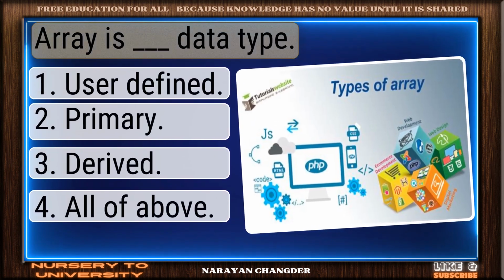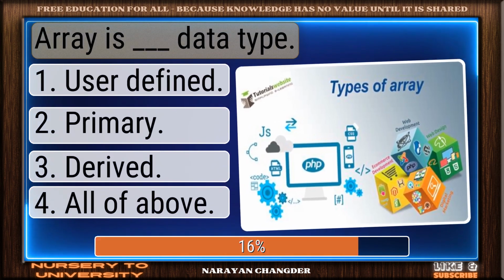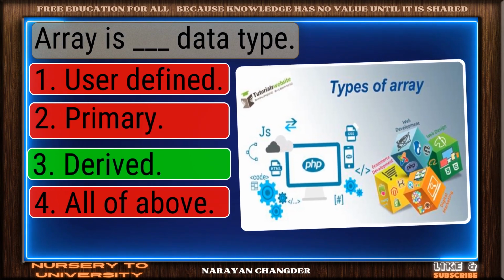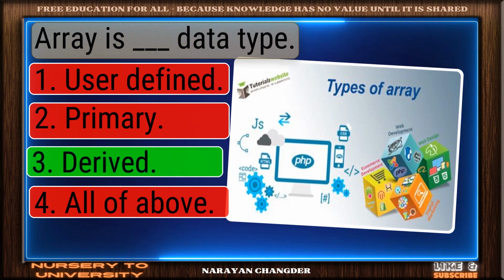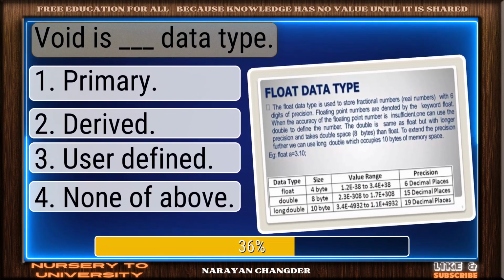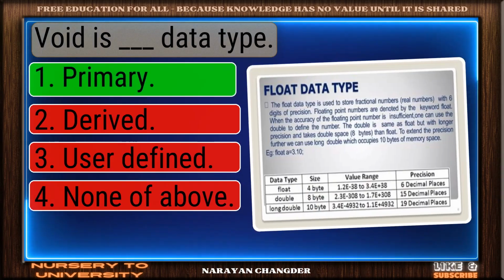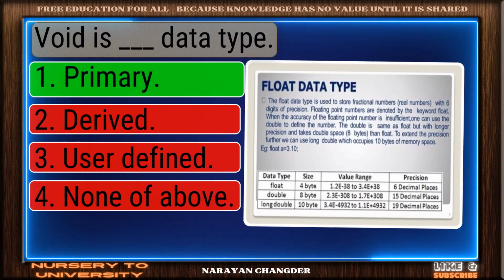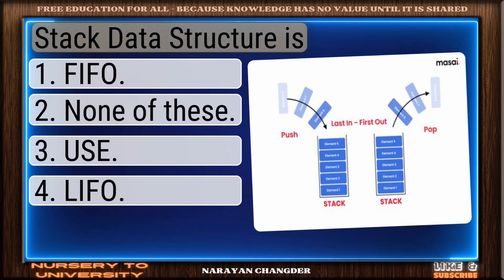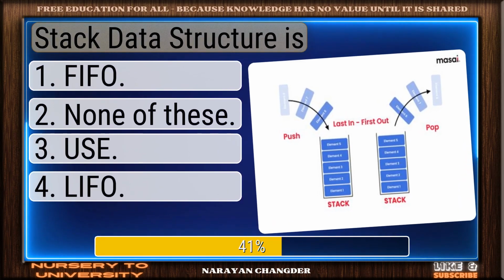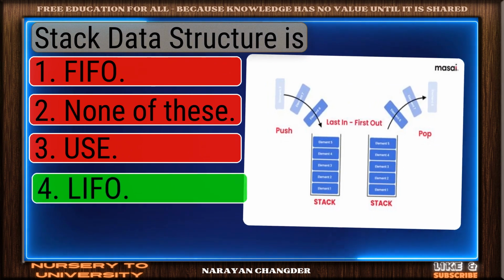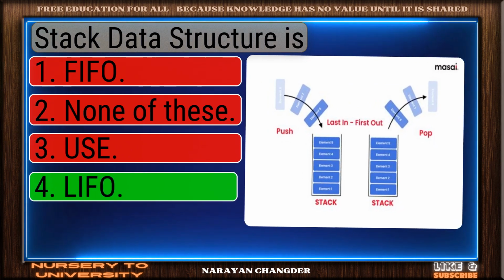Question number 57. Array is dash data type. Great thinking. Derived is the right choice. Question number 58. Void is dash a data type. Right choice. Primary is the best answer. Question number 59. Stack data structure is. Correct response. LIFO is the most accurate answer.